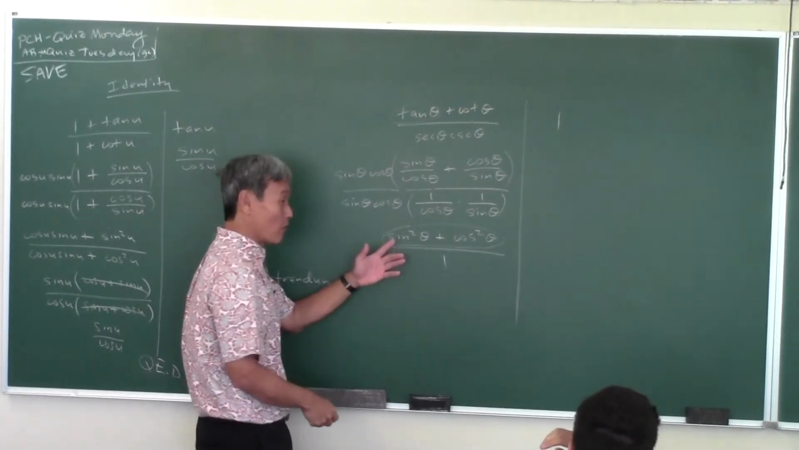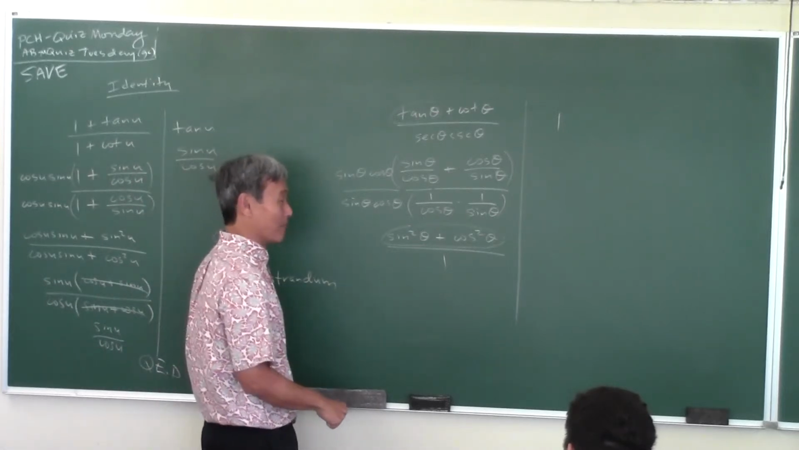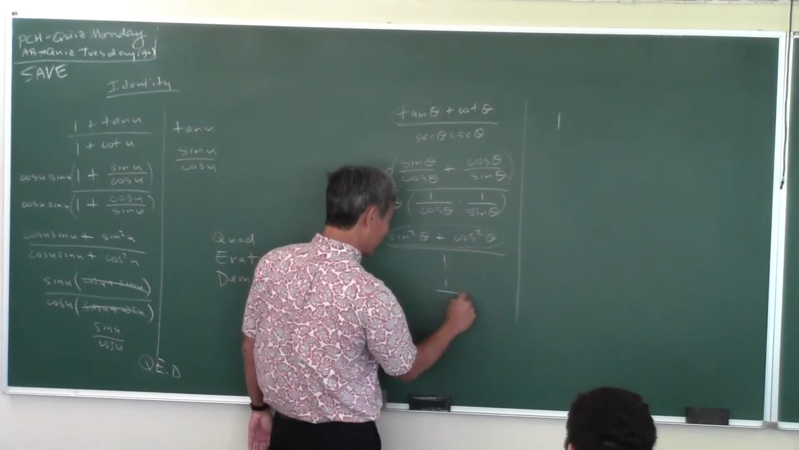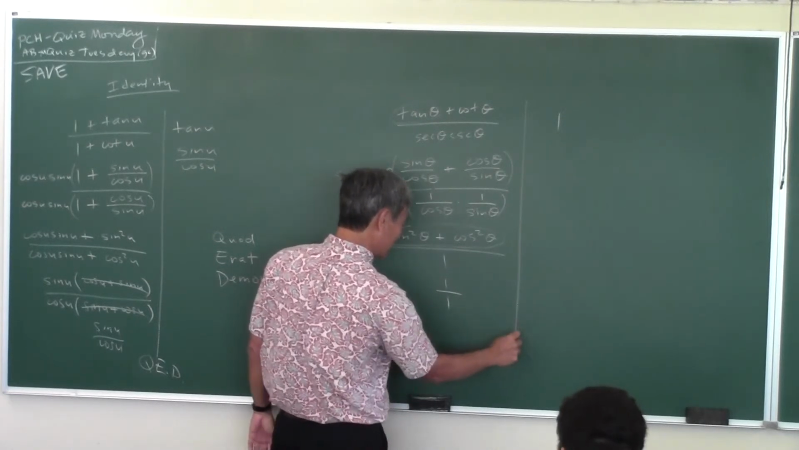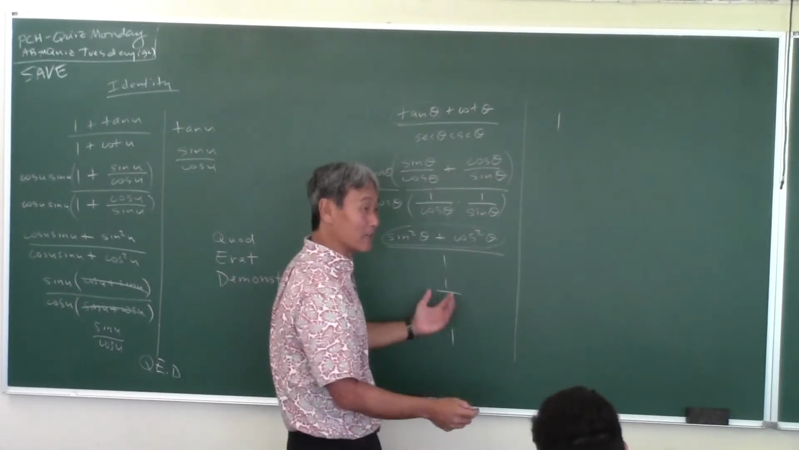This is the one you're going to be tested on, the ACT, SAT, and whatever, on the math level 1 test or level 2 test. You got to know that. That's 1. And then what is 1 over 1? 1. Now look, the left side is equal to the right side. So we did it. We proved it.